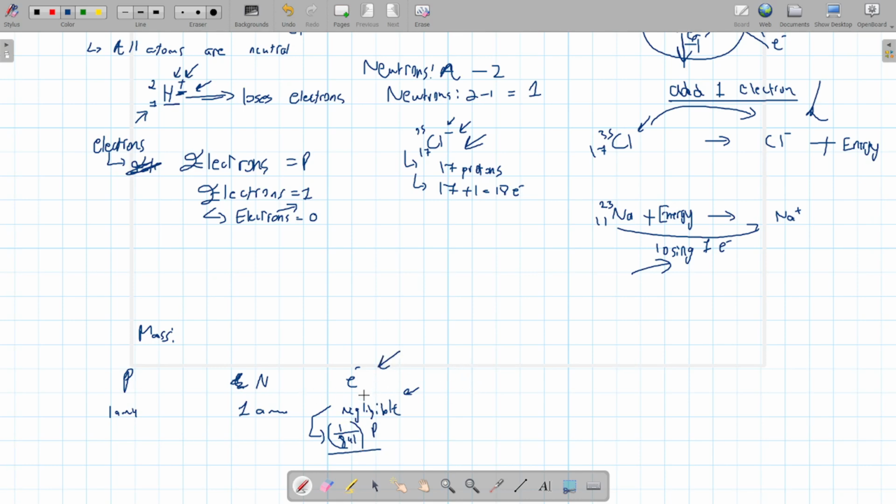So logically, guys, if the electron has a negligible mass, then the mass of the atom comes from where? It comes from the protons and the neutrons. That's how you get them.